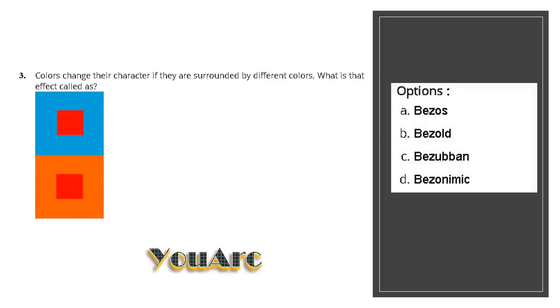Colors change their character if they are surrounded by different colors. What is this effect called? We can see here this red color. When the background is blue, the red seems to be dark, and when the background is orange, it seems to be light. This color changing effect is called the Bezold effect.